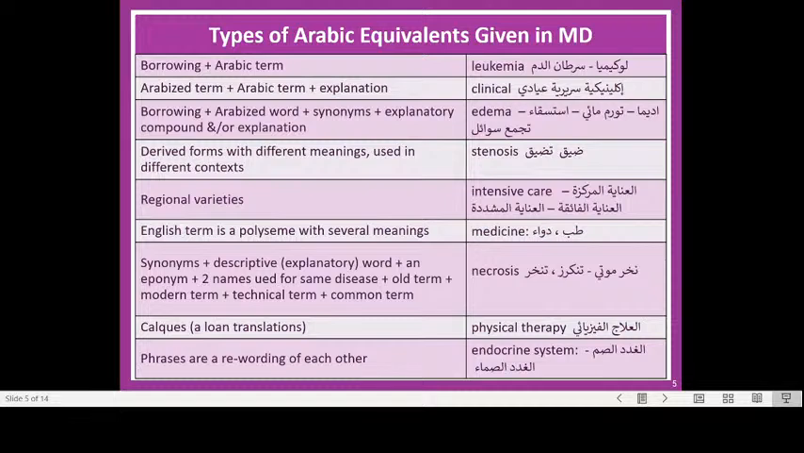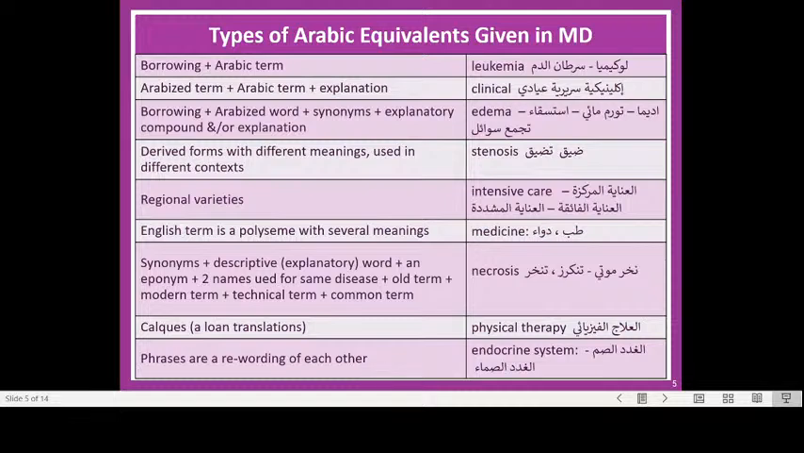The equivalents can be also synonyms, can be a descriptive or explanatory word, an eponym, 2 names used for the same disease, an old term, plus a modern term, plus a technical term and a common term, such as نخر موتي, تنكرز, or تنخر, as equivalents to necrosis.